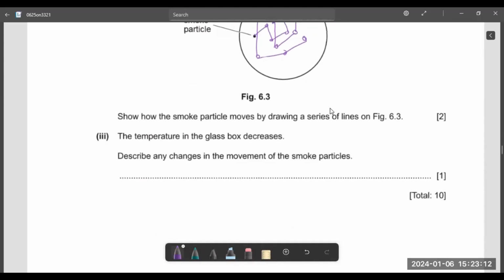The temperature in the glass box increases. Describe any changes in the movement of smoke particles. Actually, the temperature is decreasing. Temperature decreasing means kinetic energy will reduce, and kinetic energy reducing means collisions will be less. The particles will start moving slower, so slower movement of particles can be observed.